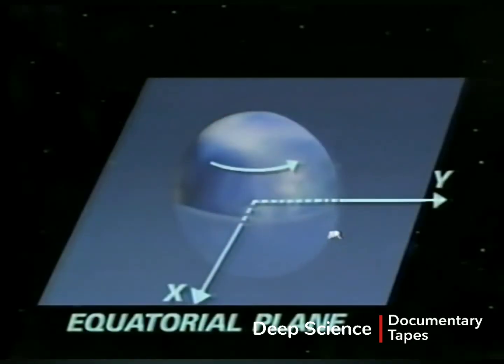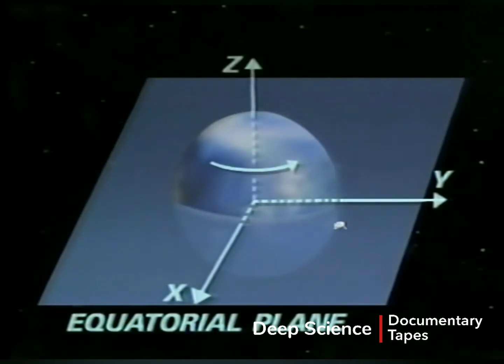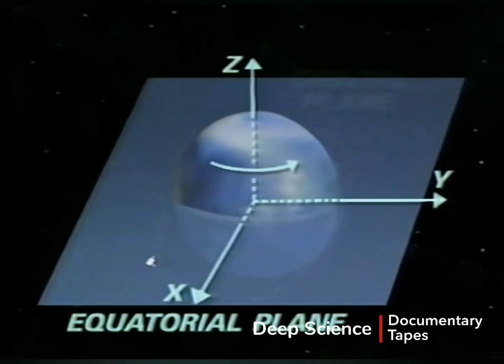The XY plane is the Earth's equatorial plane. The positive x-axis points to the vernal equinox. This is the point where the sun appears to cross the Earth's equator on its way north on the first day of spring each year. The z-axis is along the Earth's spin axis toward the North Pole.